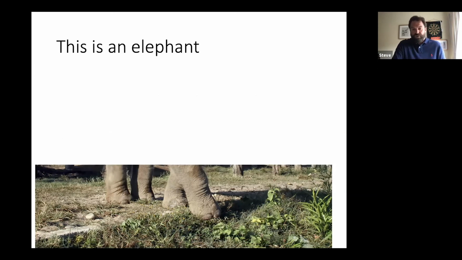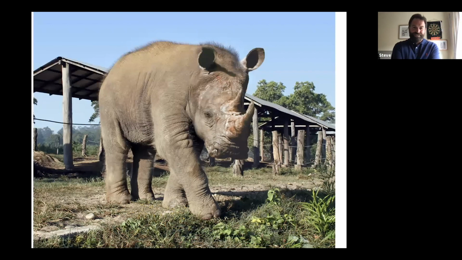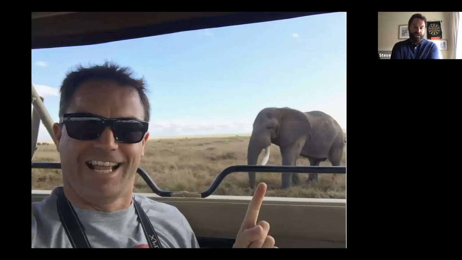So, I don't know if this works. I'm telling you, this is an elephant. So therefore, it's an elephant. No, it's not. So rhino. That's an elephant. I'm joking.